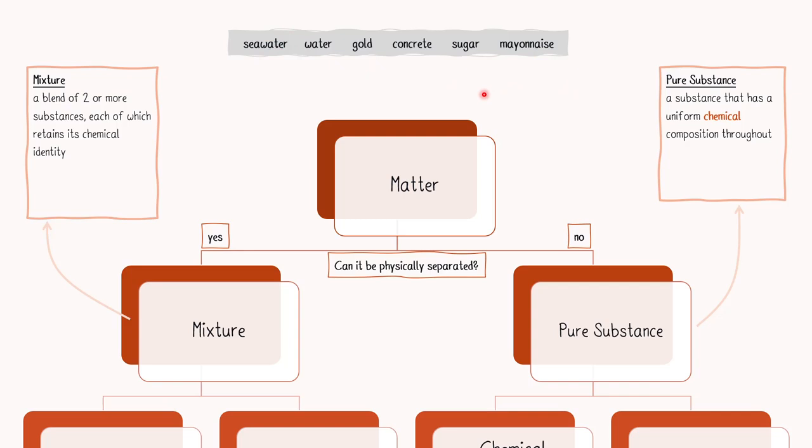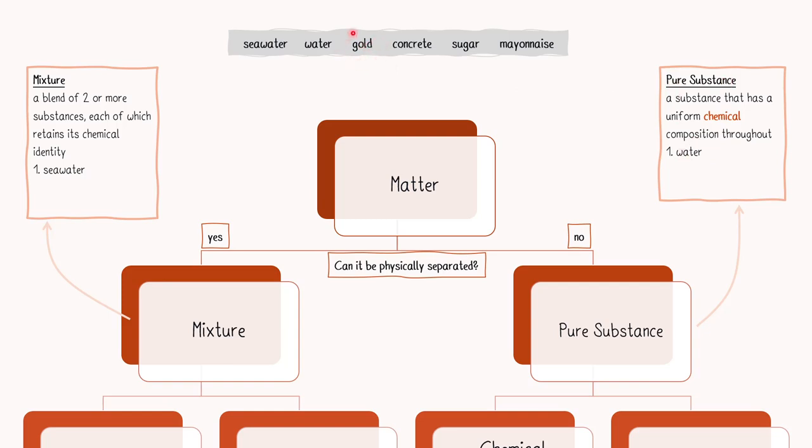Alright, let's get started. Let's start with seawater. If we ask the question, can it be physically separated? The answer would be, by hand it would be quite hard, but yes, we can use specialized filters to actually separate the water from the salt within the seawater. So the answer would be yes, and we have a mixture here. The next one would be water. Is it possible to physically separate water? Physically separating water is not possible, therefore we put it as a pure substance.